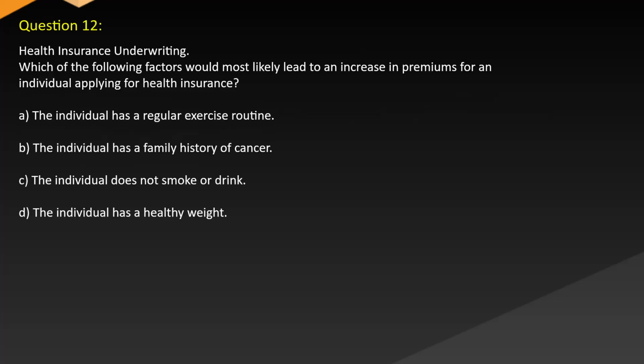Question 12. Health insurance underwriting. Which of the following factors would most likely lead to an increase in premiums for an individual applying for health insurance? A. The individual has a regular exercise routine. B. The individual has a family history of cancer. C. The individual does not smoke or drink. D. The individual has a healthy weight.